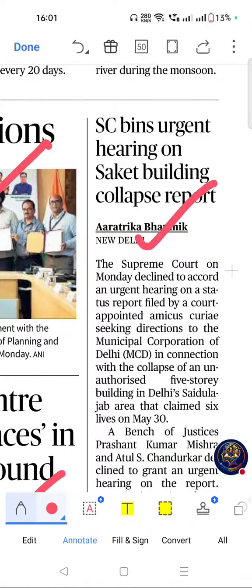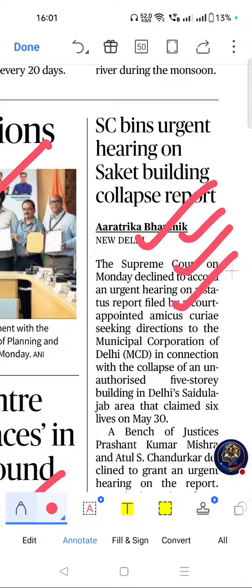Supreme Court bins urgent hearing on second building collapse report. If you see the importance of this topic, urban governance is increasingly examined in UPSC. Illegal constructions are a major governance challenge, and it is a relevant example of disaster risk reduction.